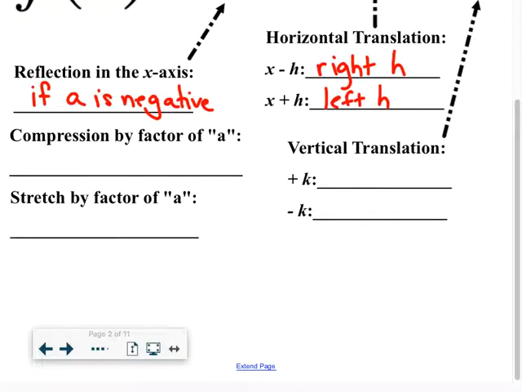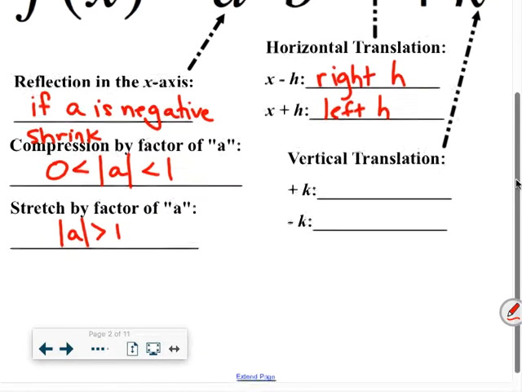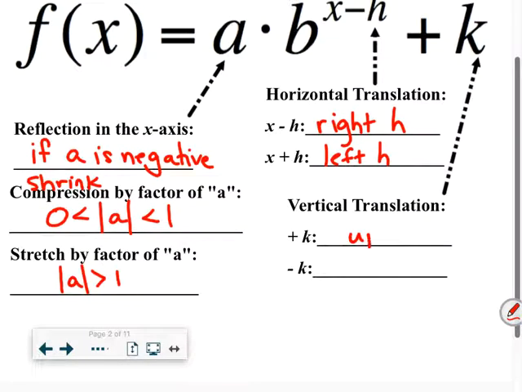Okay, so compression. Let me extend this here. If I go back to A, if A is a number, and actually I'm going to put absolute value, because if A is negative, we're going to ignore the negative. So if A is between 0 and 1, ignoring the negative sign, it's called a compression, or sometimes we call that a shrink. I don't mind if you use shrink or compression. If the absolute value of A is bigger than 1, it's called a stretch. The K value is the up and down, and it does exactly what you think.